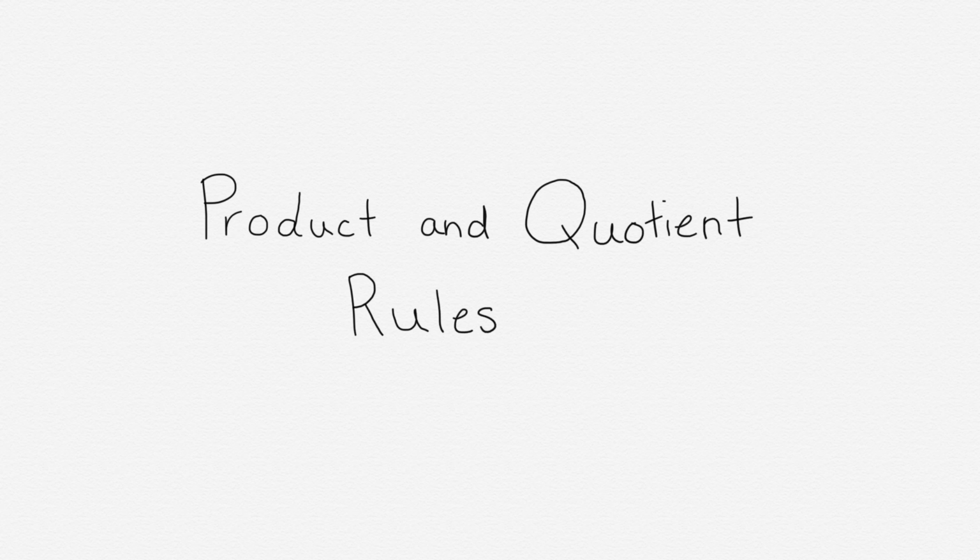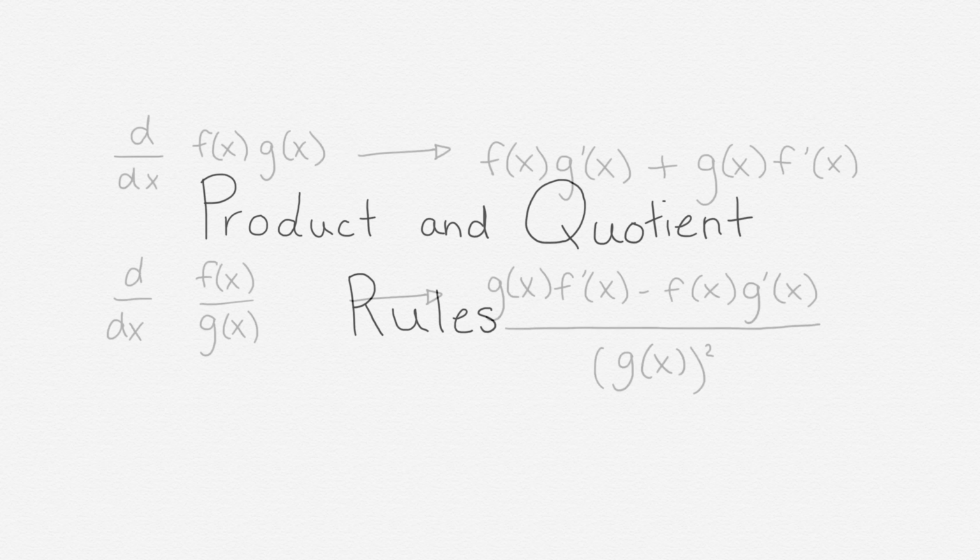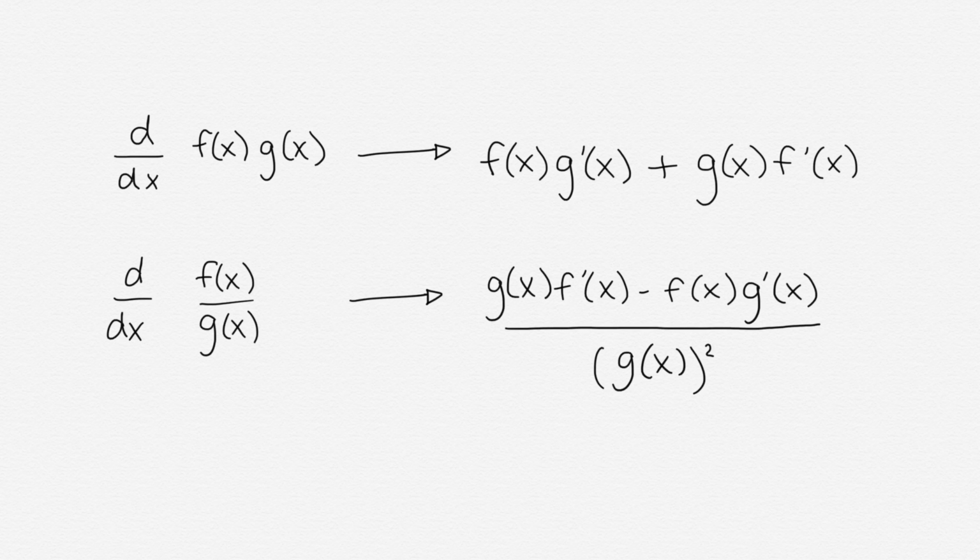Today I'm going to be talking about the product and quotient rules for differentiation. So here are the notations for the product rule and then the quotient rule. We had it easy when we were dealing with the derivatives of functions that were added or subtracted from other functions, but multiplication and division of functions isn't quite so easy with derivatives.